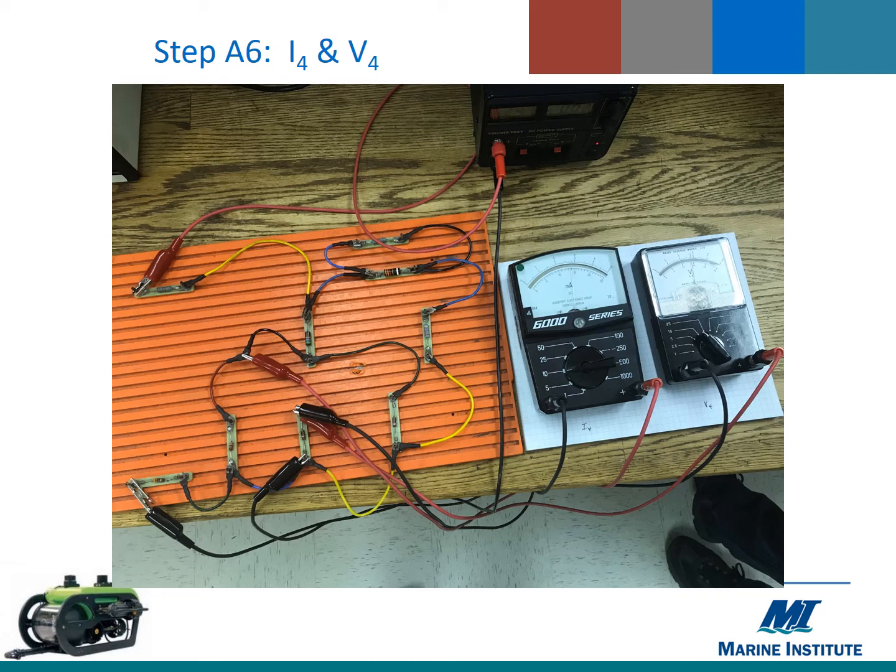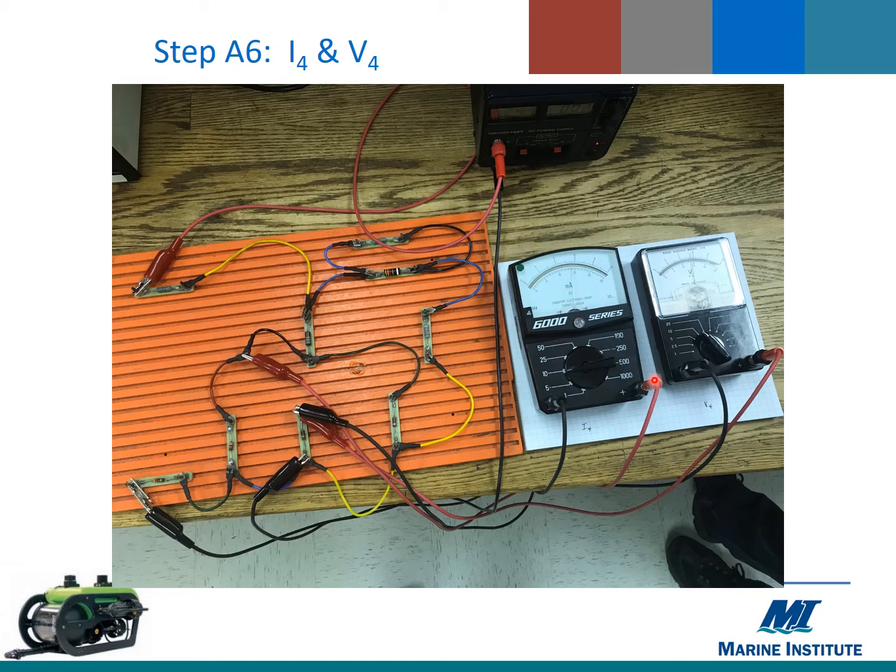Now, the meter is connected then to show I4 and V4. Remember that from figure 6-1, this resistor right here is R4. And so the voltmeter, its positive lead is connected to the top of R4 right here, or its positive end, and the negative lead from the voltmeter is connected through here to the bottom end of R4, or its negative terminal. So the voltmeter is across R4.